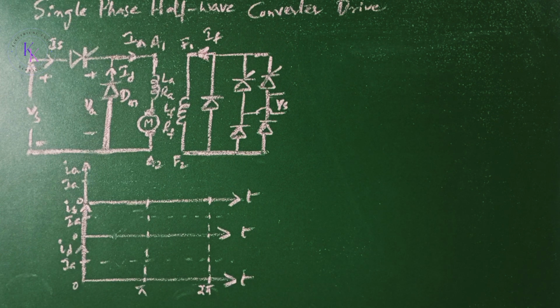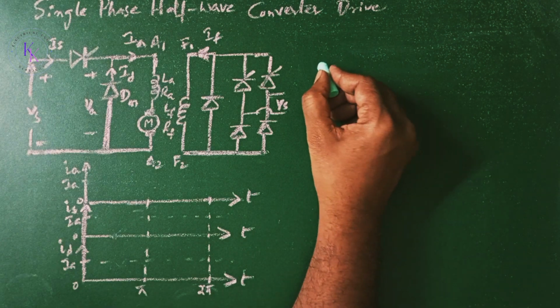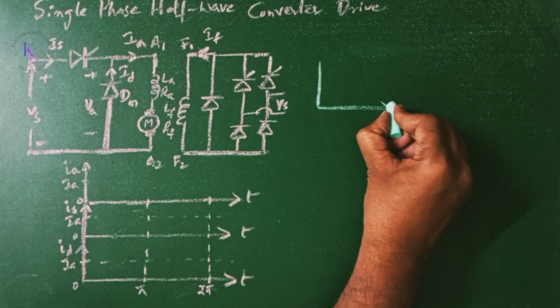Single phase half wave converter drive. A single phase half wave converter feeds a DC motor as shown in this figure. The armature current is normally discontinuous unless a very large inductor is connected in the armature circuit. A freewheeling diode is always required for DC motor loads, and it is a one quadrant drive which is going to operate in the first quadrant.